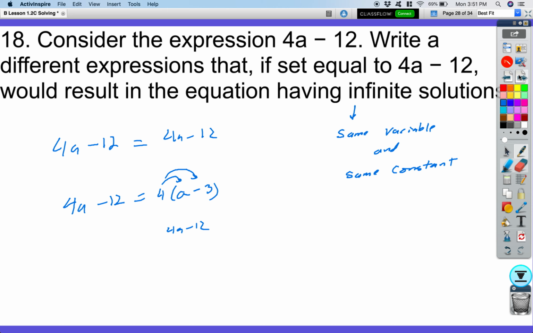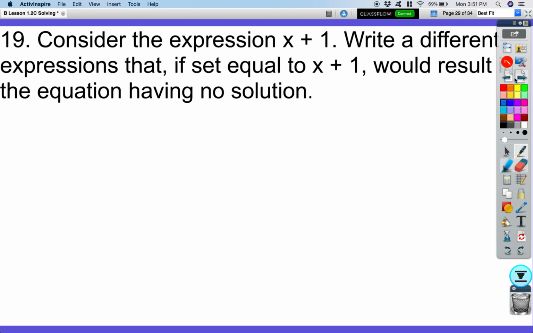Okay, let's go ahead now and look at this one. Now let's say if I have x plus 1, I want you to come up with one where it would be no solution. Remember, no solution means that it is the same x values, different constant.